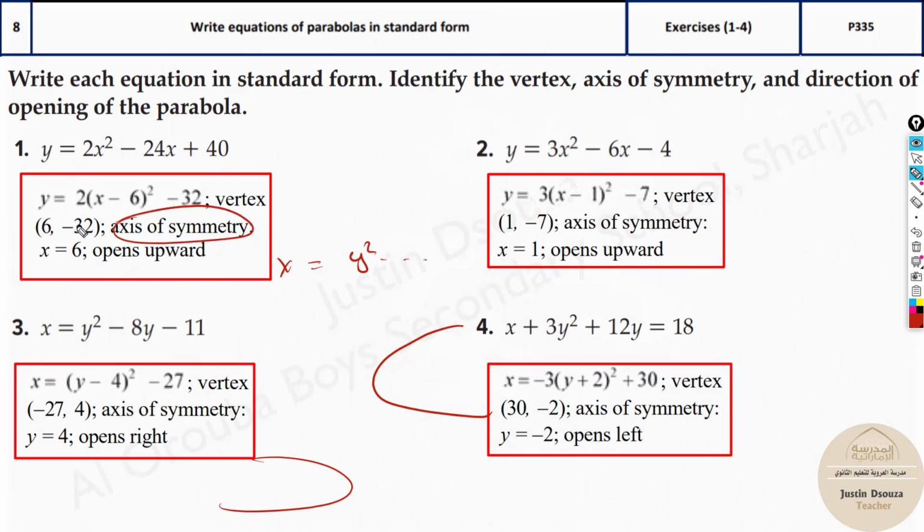See over here, the axis of symmetry, what do we consider? The x value of the vertex. Here the axis of symmetry must be the y value of the vertex, because here it's like this, right? That is the axis of symmetry. Whereas if it's vertically oriented, it will be a vertical line. Horizontal orientation, horizontal line. That's how simple and easy this question is.